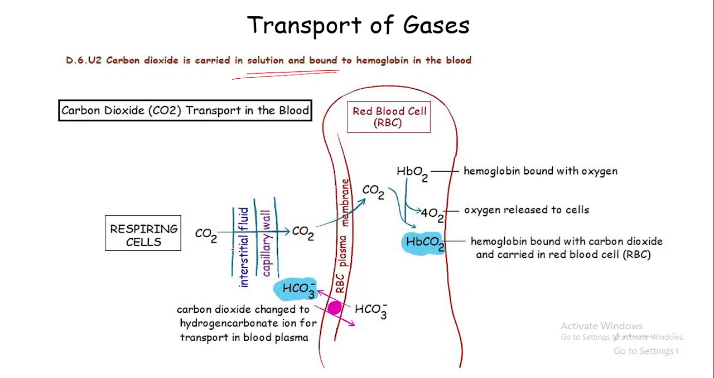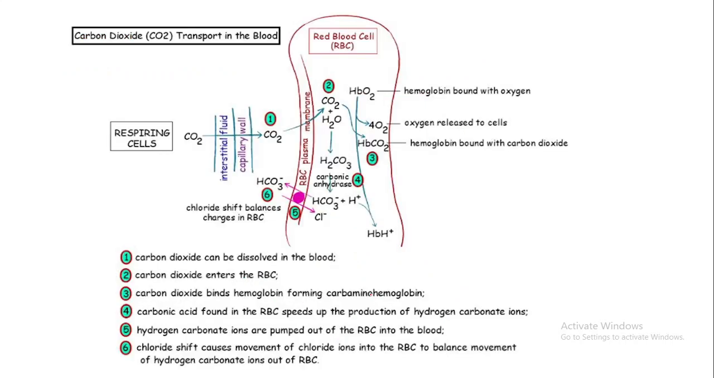Respiring cells release CO2, which passes through the interstitial fluid and capillary wall and enters the RBC. When it enters the RBC, hemoglobin bound with oxygen releases the oxygen into the cell. Now this CO2 combines with the hemoglobin. Hemoglobin bound with carbon dioxide is carried in the red blood cell. On the other hand, carbon dioxide is changed into hydrogen carbonate ions for transport in blood plasma. This is what happens. This part is the RBC, and the blood plasma is where it is going to travel. Okay, next image.